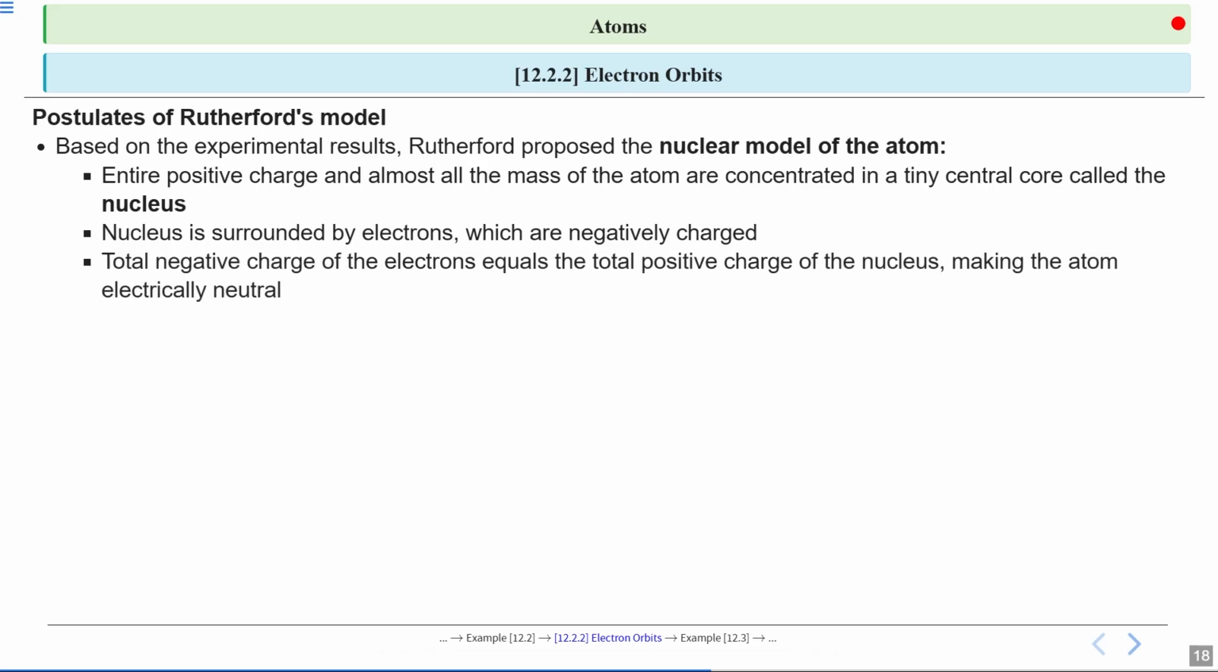Rutherford also explained that the total negative charge from all the electrons exactly balances the total positive charge of the nucleus. This balance makes the atom electrically neutral overall. So for example, a helium atom has 2 protons in the nucleus and 2 electrons orbiting around, making the total charge 0.